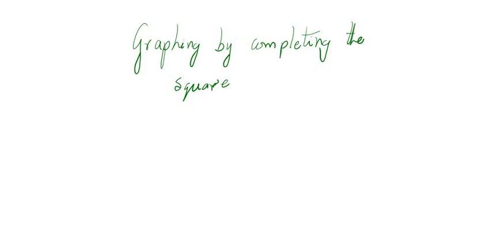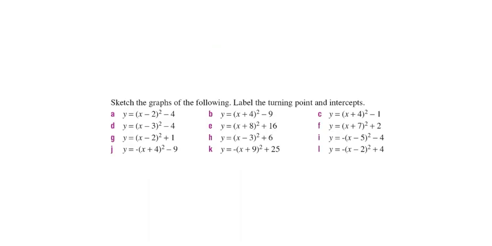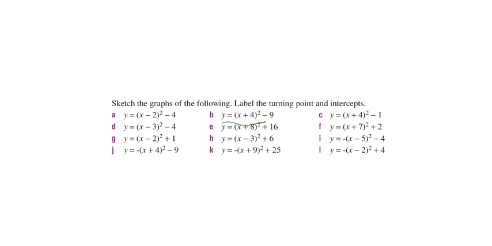Okay, we're looking at graphing of a parabola by completing the square. So here we have the turning point form. Remember, your turning point form is a times (x minus h) the whole squared plus k, where your (h, k) is your turning point and your a is your dilation factor.